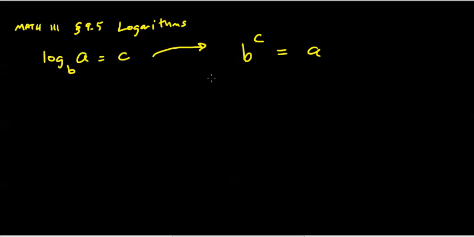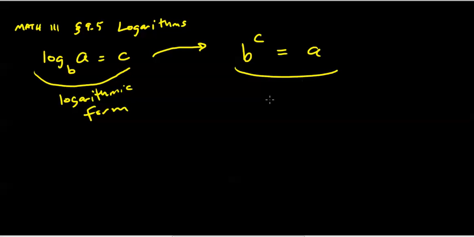There's a way I can put this in words. This expression is in logarithmic form. And this is the same expression really, but in a different form. This is exponential form. And if we consider the details here, this is telling me C is the exponent we put on B to get A.